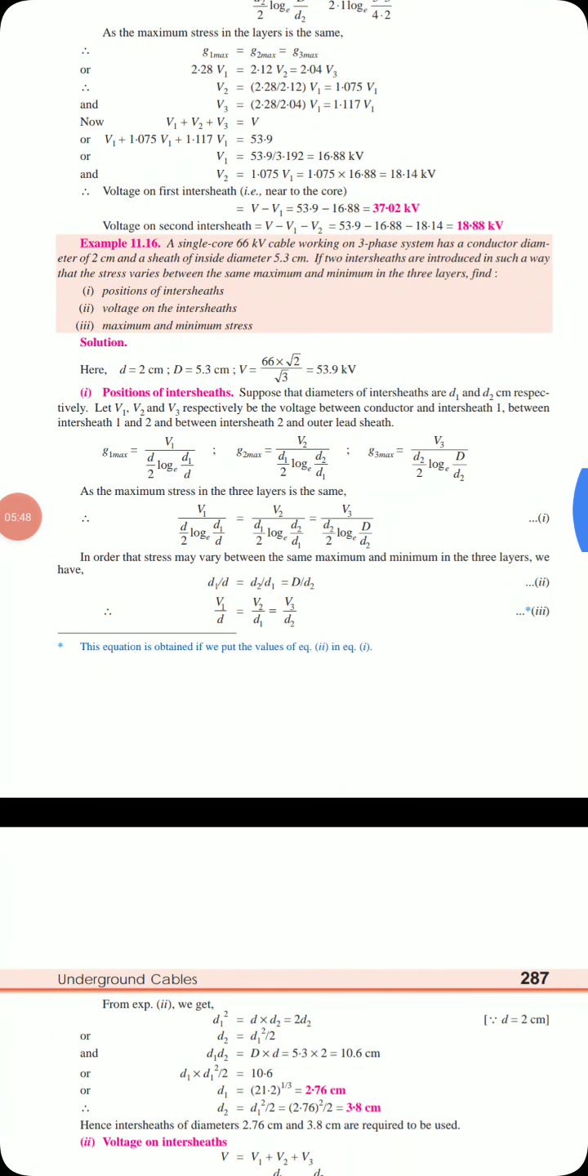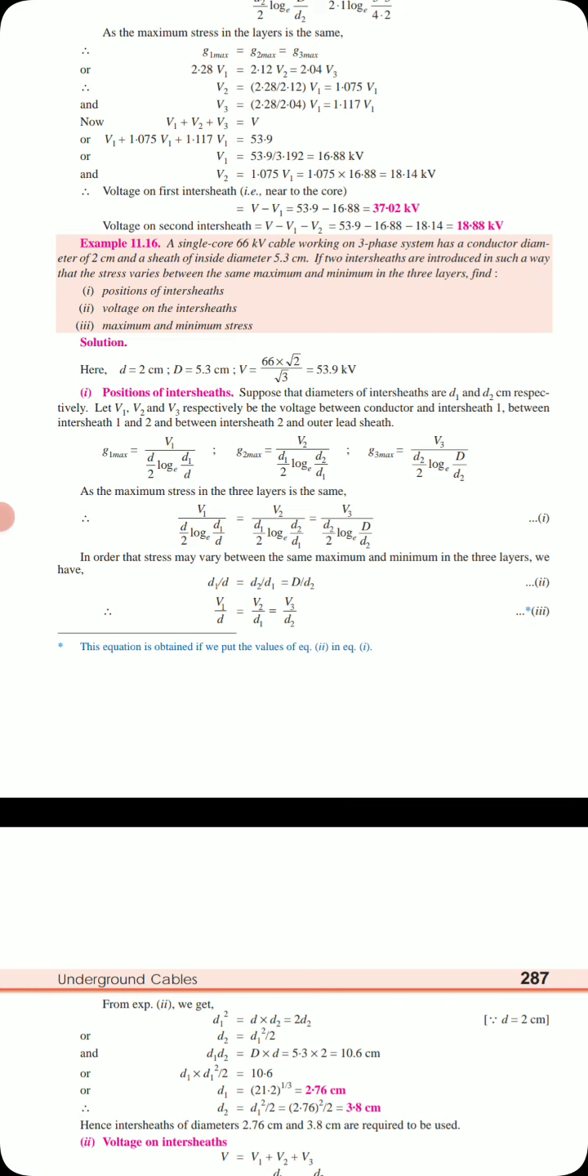So we will see one more problem here. A single core 6 kV cable working on a three-phase system has a conductor diameter of 2 cm and a sheath of inside diameter 5.3 cm. If two intersheaths are introduced in such a way that stress varies between the same maximum and minimum in the three layers, find number one, the position of the intersheaths. Second one is the voltage on the intersheaths, and the maximum and minimum stresses. So the given things are small d, capital D, and V. V means 60 kV RMS value is given. We convert it to phase and multiply by root 2 to get the maximum value.